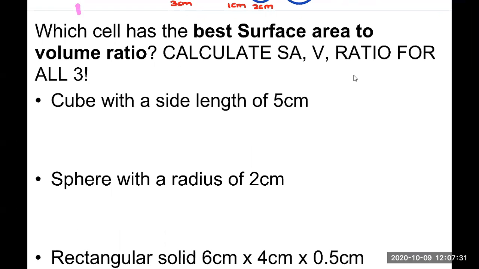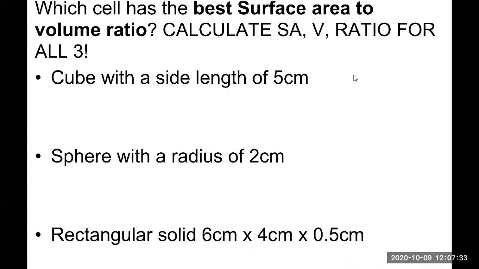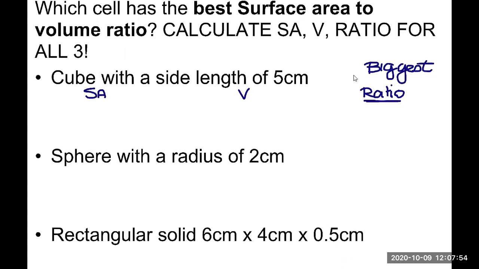So the only way we're going to be able to answer that is we're going to have to do the math. So I'm going to walk you through the math. So we're going to calculate the surface area, we're going to calculate the volume, and then we're going to calculate the ratio of surface area to volume. And then what we'll do is we'll basically look at the 3, and whichever one of the 3 has the biggest ratio, that's what we're looking for, is the biggest surface area compared to volume, that's going to be our winner. That's going to be our cell that's the most efficient.